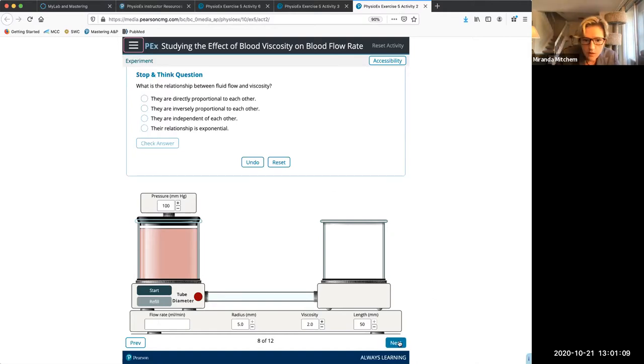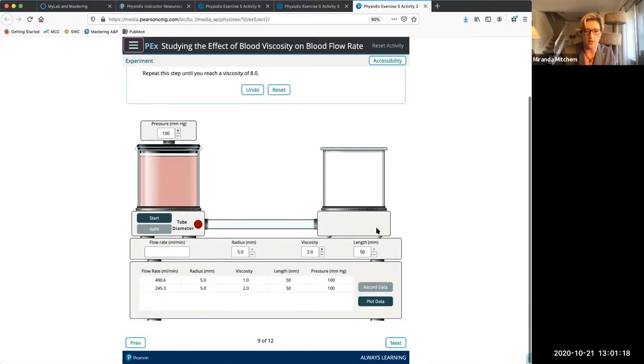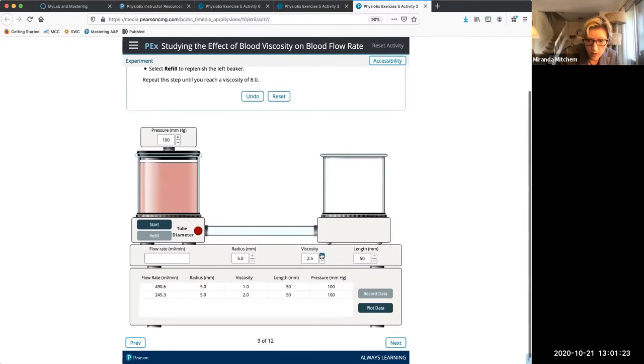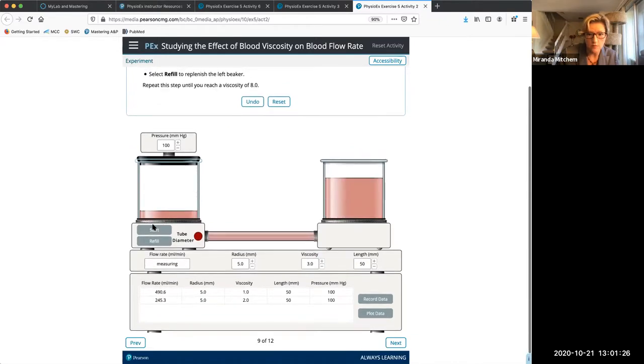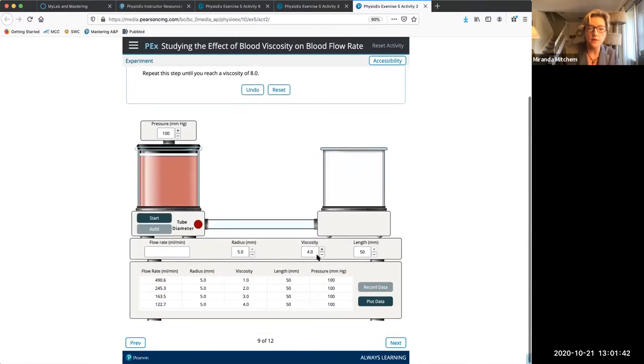All right. Let's see what it wants us to do next. Okay, so now we're going to increase the viscosity by 1 all the way up to 8. So we're just going to manipulate those variables. So we're at 2. We're going to go to 3. Start. Okay, record data. Refill. So it is slowing down. We're going to go to 4. Start. Record data. Refill. Well, it's getting slower.